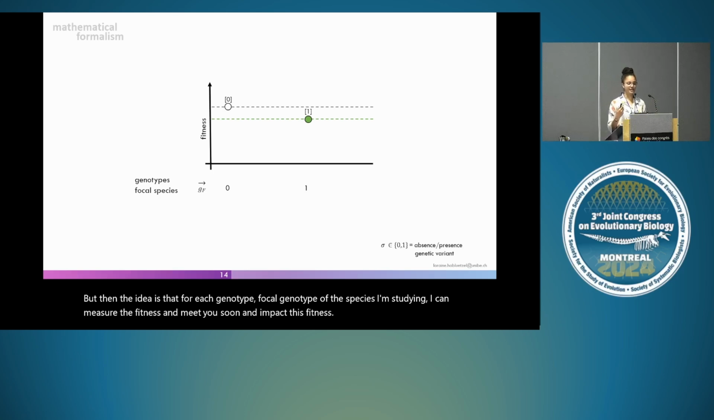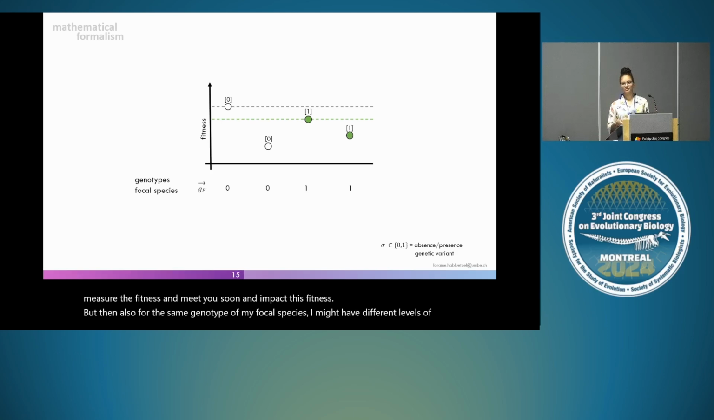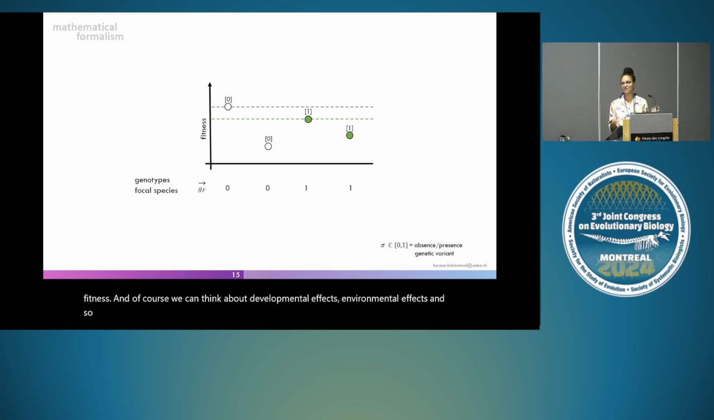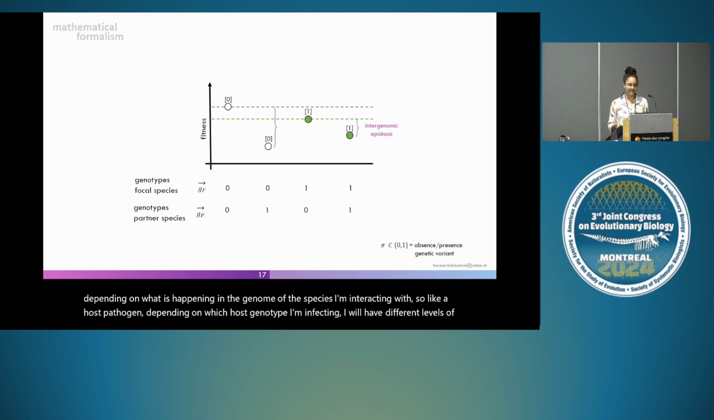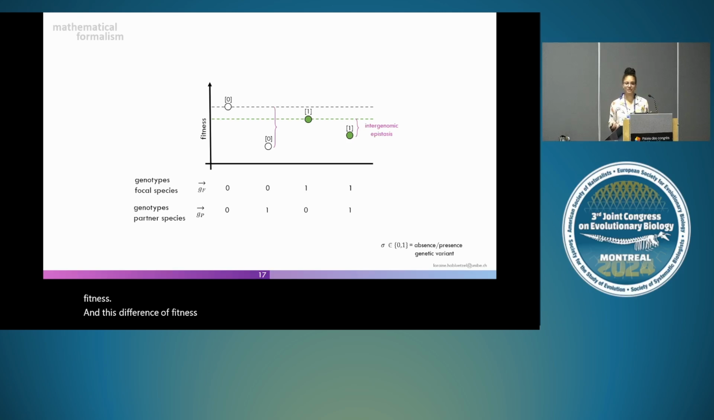But then also for the same genotype of my focal species, I might have different levels of fitness. And of course, we can think about developmental effects, environmental effects, and so on, but this is very much in the context of species interactions. So the idea is that depending on what is happening in the genome of the species I'm interacting with, so like a host pathogen, depending on which host genotype I'm infecting, I will have different levels of fitness.